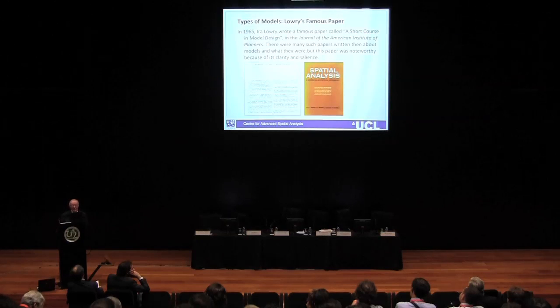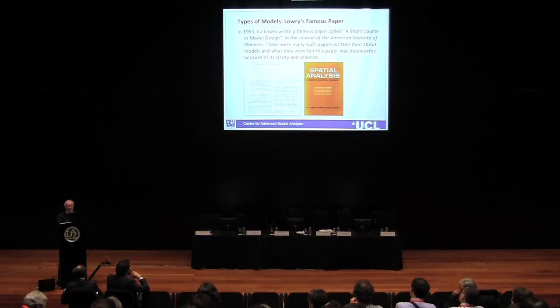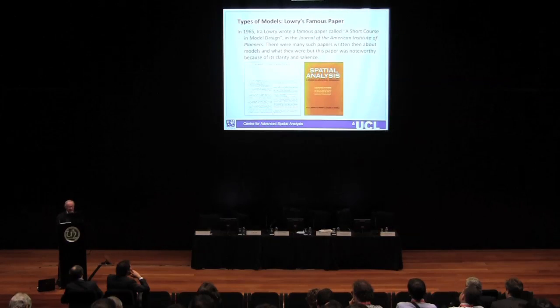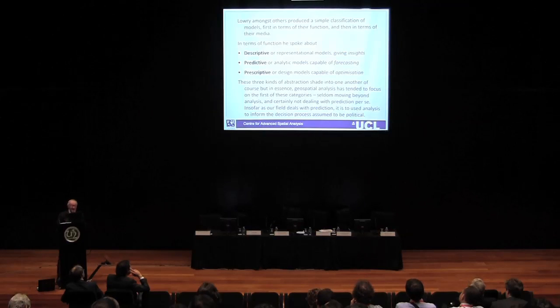Now, one of the great papers, I should say, in 1965, the Journal of the American Institute of Planners actually had a special issue on urban development models, edited by Britton Harris. And Ira Lowry wrote a particularly interesting short course in model design that told the world what these elements of models were. It's a good paper because if you key it into Google, it will come up in lots of places. Most papers these days that are noteworthy are somewhere on the web. But it's reprinted in the book by Berry and Marble, Spatial Analysis, etc., which is in the late 60s.